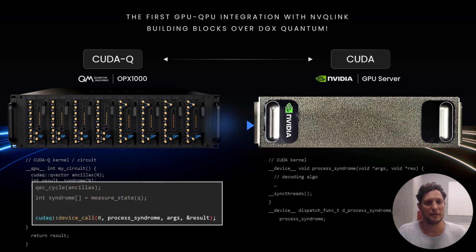And then these qubit measurements are sent using the CUDA-Q device call from OPX1000 to the GPU. The GPU runs the CUDA kernel that we see here on the right, and the result is then returned to OPX1000. Then OPX1000 can, in turn, of course, send response pulses to the QPU to correct for errors, for example, or to perform the correct conditional operations needed for non-Clifford gates, etc.